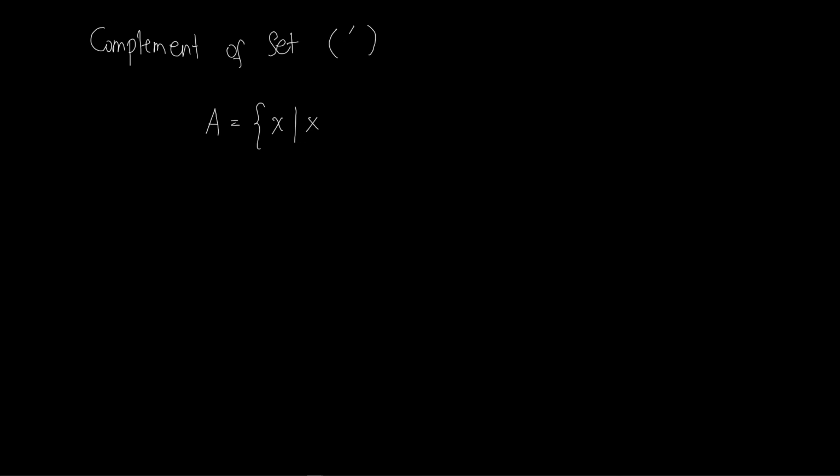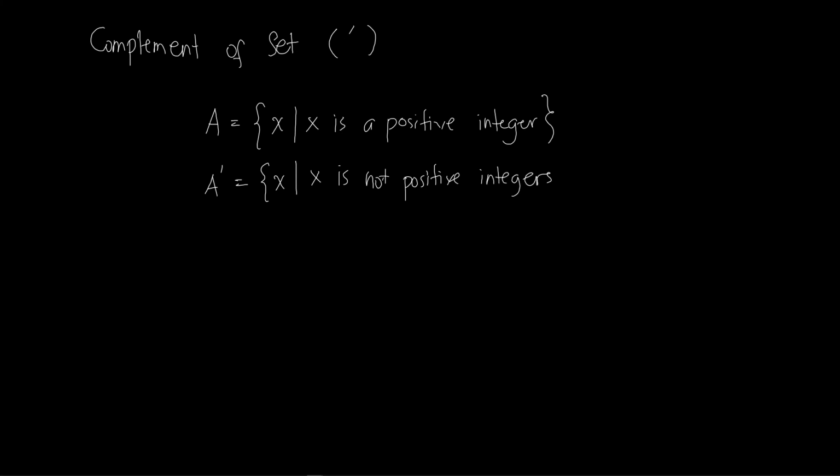Such that X is a positive integer. Okay, if we say X is a positive integer, so the contents of A is all positive integers. So, if we take the A prime class, or the complement of A, what will it be? The X such that X is not a positive integer. Did you get it? It's just a "not".